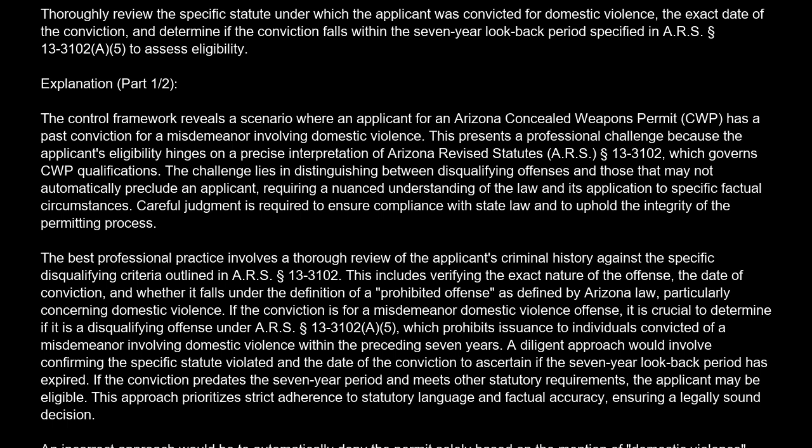13-3102. This includes verifying the exact nature of the offense, the date of conviction, and whether it falls under the definition of a prohibited offense as defined by Arizona law, particularly concerning domestic violence. If the conviction is for a misdemeanor domestic violence offense, it is crucial to determine if it is a disqualifying offense under ARS Section 13-3102, A.5, which prohibits issuance to individuals convicted of a misdemeanor involving domestic violence within the preceding 7 years.